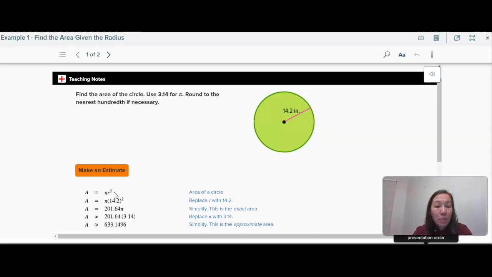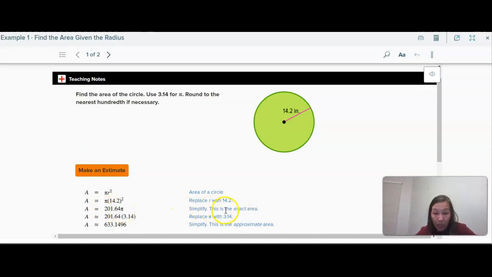Okay, so pi r squared. In place of r, we're going to put 14.2. So just be careful here. You want to do 14.2 squared first. Remember, order of operations is exponents before multiplication. Where were we? We squared this first because exponents come first, and then we're going to multiply by pi.